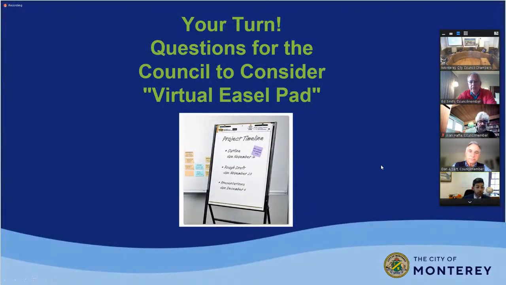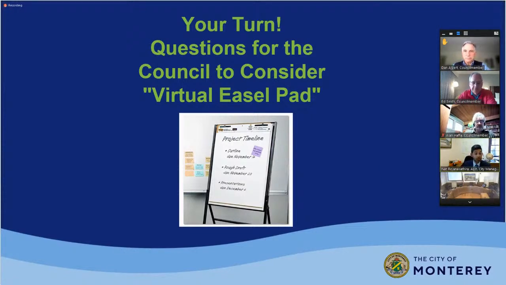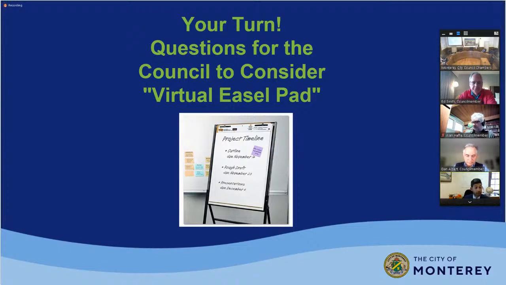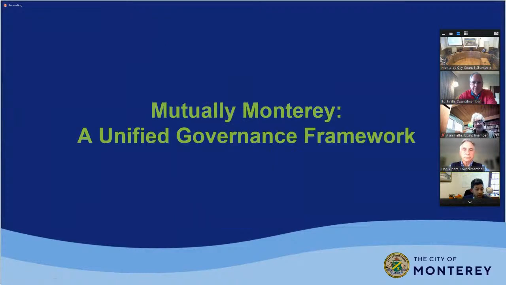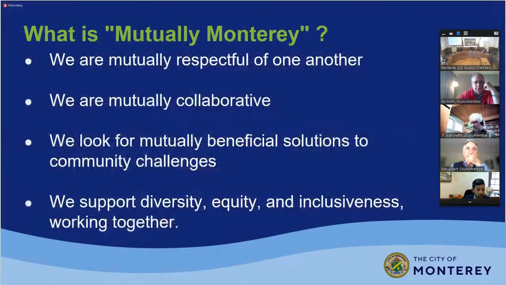I think if it's okay with you, council members and Vice Mayor Smith, we've got a few more slides, and this is a perfect segue as we look at codifying and what that might look like for next steps. Is that okay with everyone? Yes. Great. What we'd like to do now is talk a little bit about the Mutually Monterey framework, and the idea of codifying, if council agrees to this framework, what this could look like.